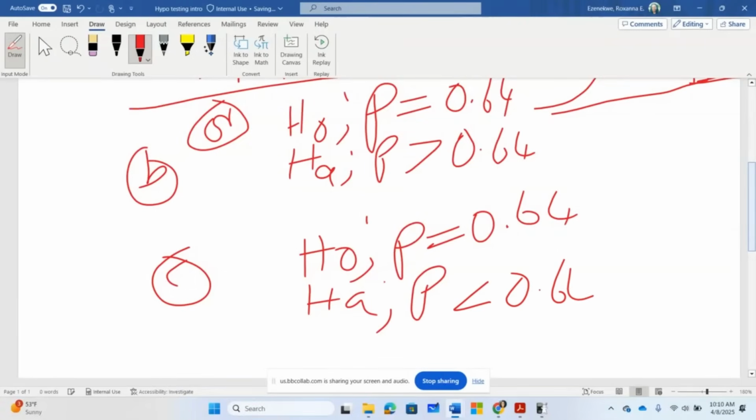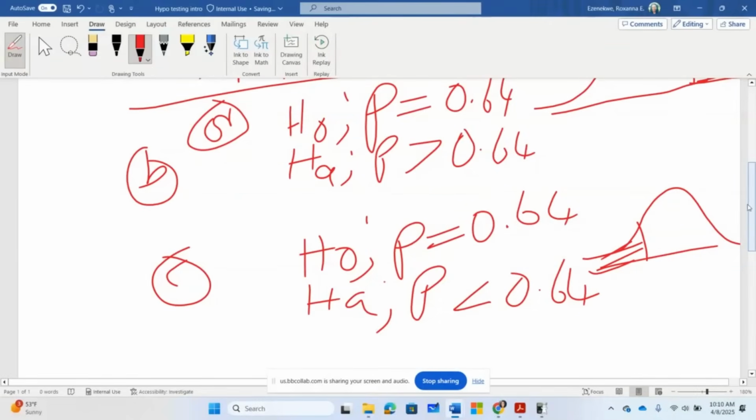You still draw a normal curve. So I'm going to draw a normal curve with a tail at the left-hand side. Left tail. Okay. So there are three ways you can see the claim depending on the keyword. Depending on the keyword, the claim can be greater than, less than, not equal to. Okay.